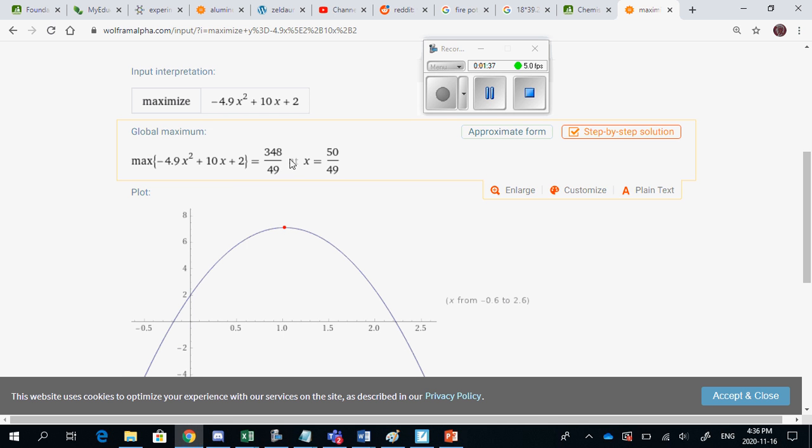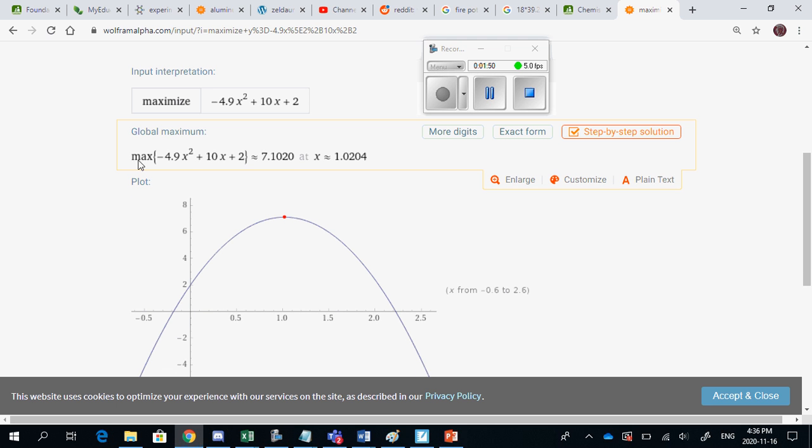Now, my maximum height is this weird fraction, and it happens at this weird time. I don't really want to deal with those, so I'm going to come up to where it says approximate form and hit that. And now I see that my maximum height is 7.1020 meters, and it achieves that maximum height at 1.0204 seconds. So these numbers are my answers. This is the maximum height, and this is when we get there.